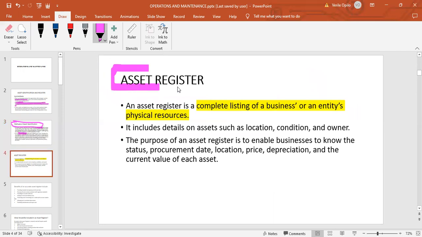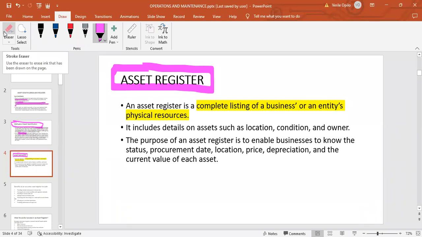Very closely related to asset identification is the asset register. And just like the term register implies, for example, you can have a class register, and in this class register, you're going to have details about all the students in the class, their contact details, and whether they have attended the class or not. So in this case, you can mark present or you can mark absent.